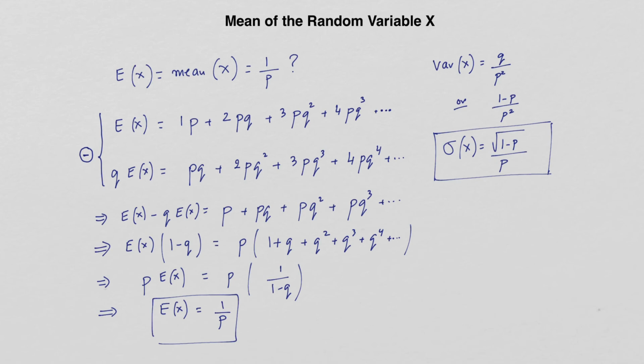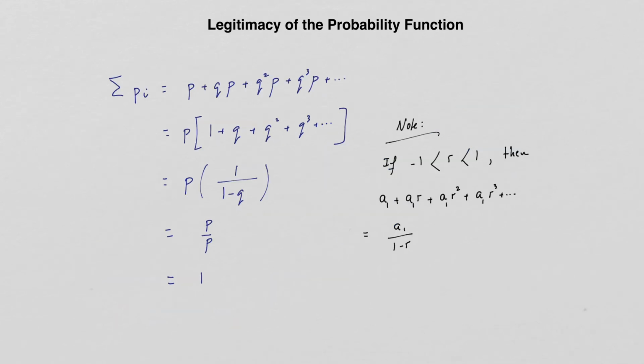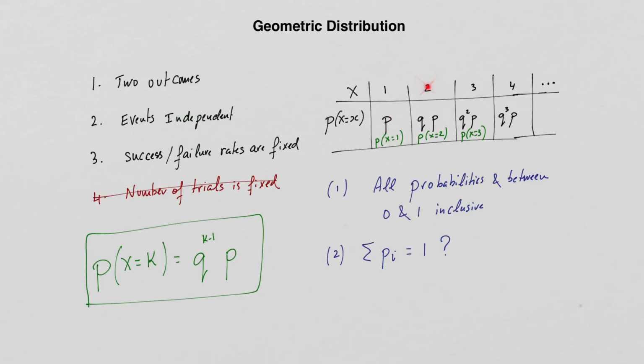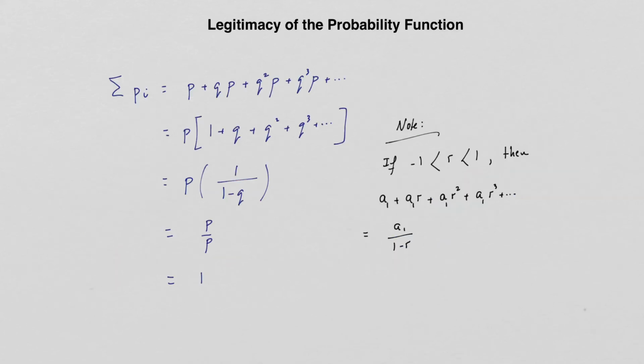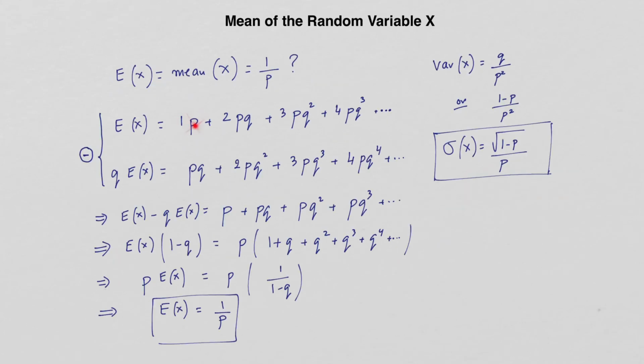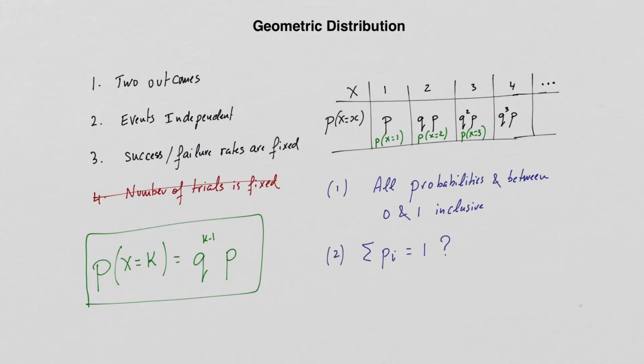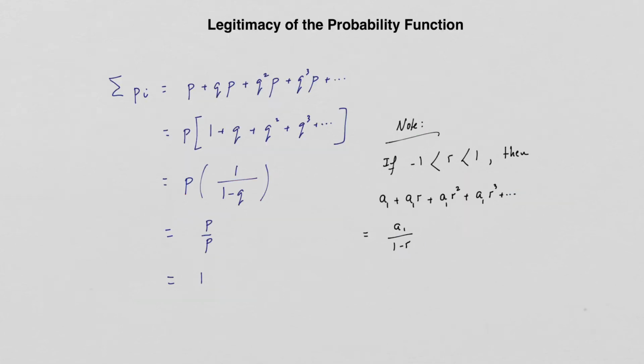So how do we do that? Remember, the mean is just this times this plus this times this plus this times this plus this times this. It's like a weighted average, right? So it's 1 times p plus 2 times pq and so on and so forth. I'm just copying exactly this product. This times this plus this times this plus this times this plus this times this plus dot dot dot. Okay? That's all I did here.